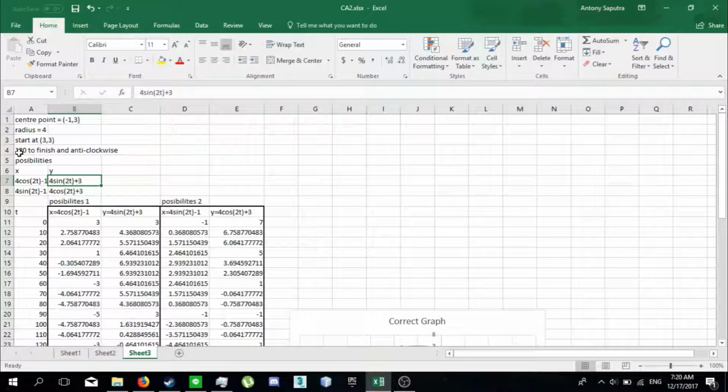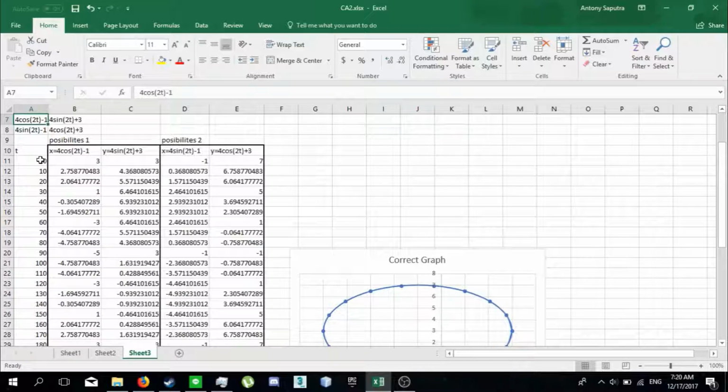And then 180 to finish and anti-clockwise, which means it takes 2 times faster to finish. Usually it takes 360 to finish, but now it takes 180, which just means it's 2t. It's as simple as that. So let's get 2t, 2t, 2t. Now we have 2 possibilities, either x is cos and y is sin, or x is sin and y is cos, which is where the start at 3,3 comes to matter.